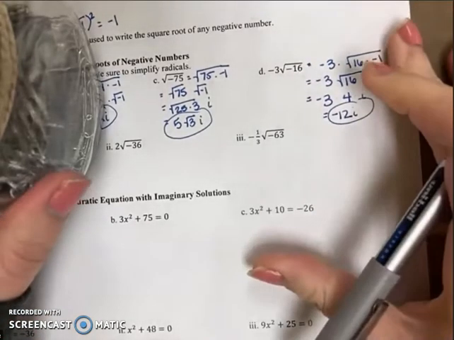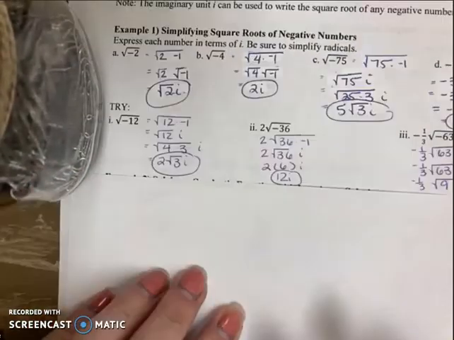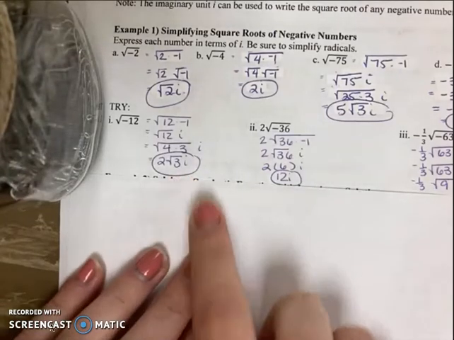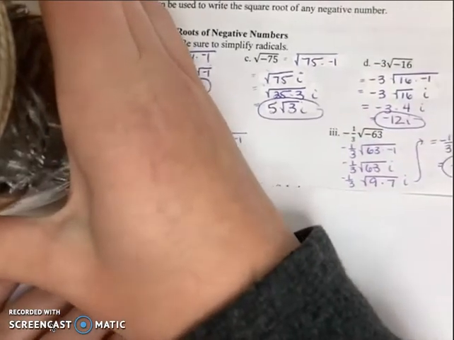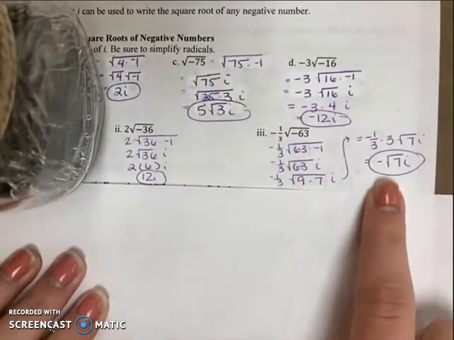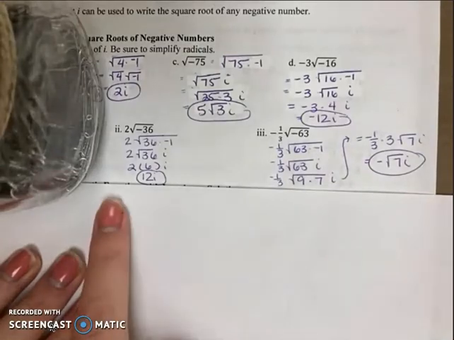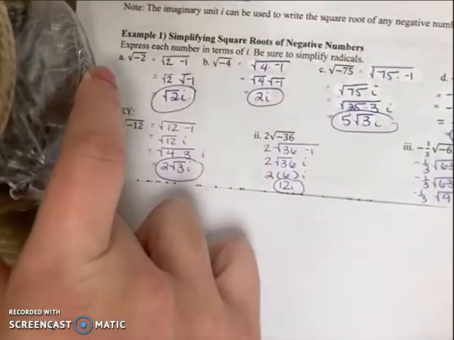Alright, I'd like you to pause the video and try these 3 problems. The first one, you ended up with 2 root 3i. The second was 12i. And the third, you would end up with negative root 7i. Feel free to pause the video and go over my work if you got that incorrect.